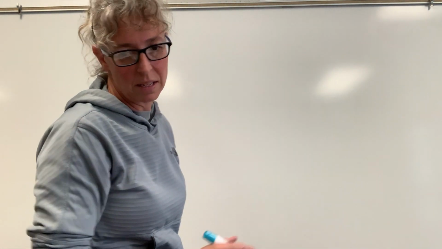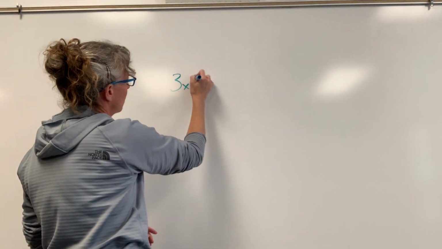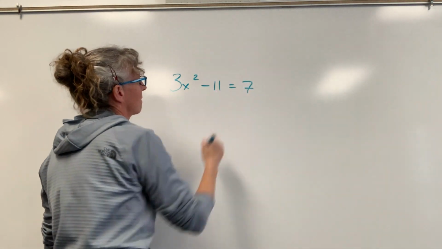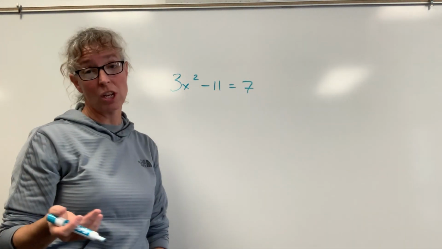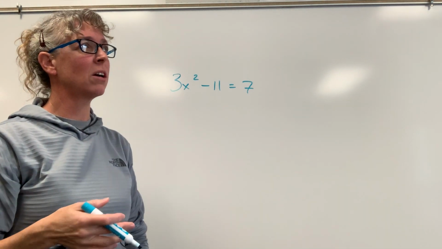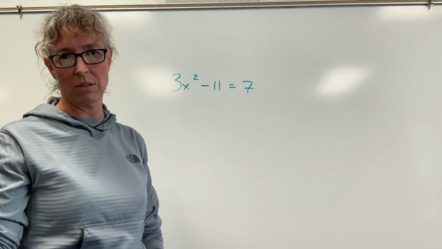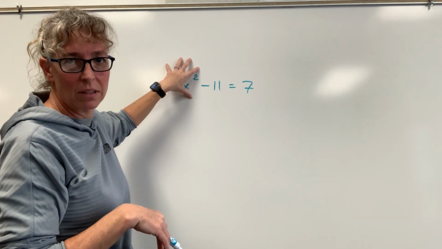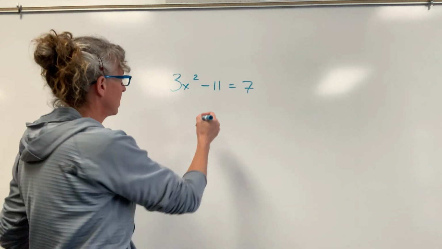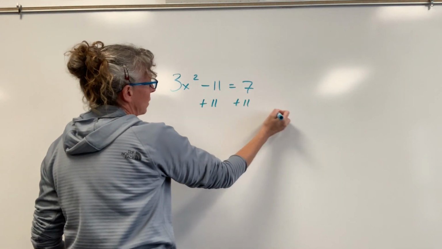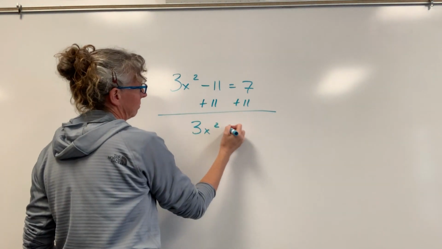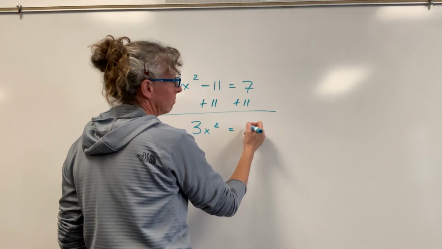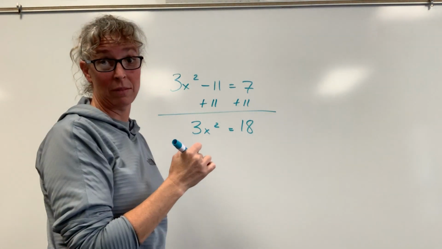Example number 3 says 3x squared minus 11 equals 7. Okay, so the only thing that's changing in all of these equations is they are adding steps, more things for us to do. So before we can deal with this x squared and the 3, we need to get rid of that 11. So the opposite of minus 11 is plus 11. We're going to add 11. 7 and 11, 18.